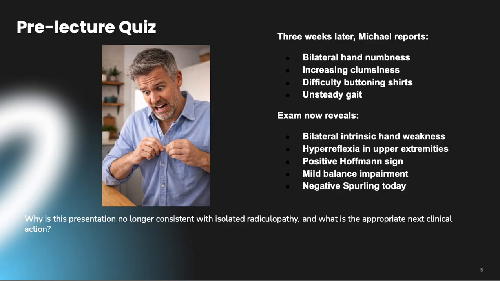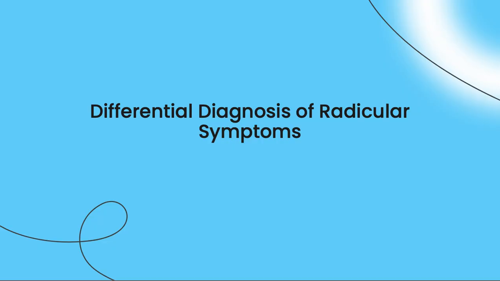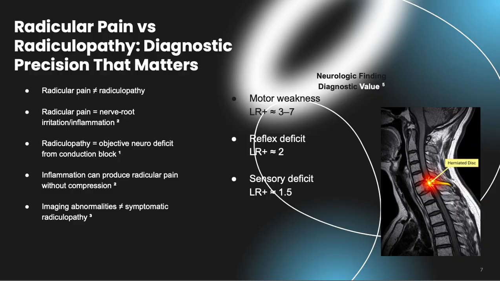Myelopathy reflects spinal cord involvement, is often progressive, and warrants prompt medical or surgical evaluation. And upper motor neuron signs override a prior radiculopathy working hypothesis. So as soon as you see upper motor neuron signs, you stop what you're doing and you alter your thought process. Okay, let's talk about differential diagnosis of radicular symptoms.